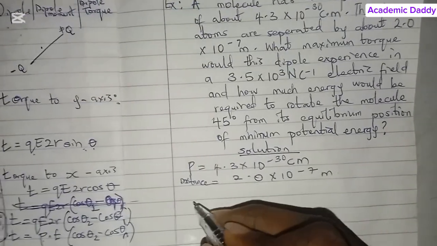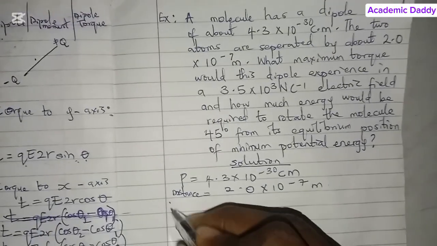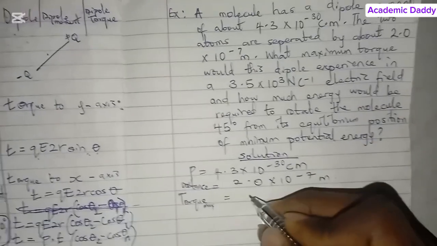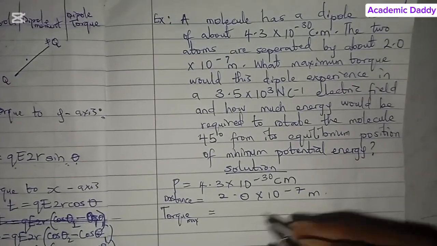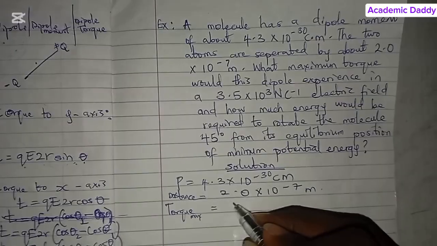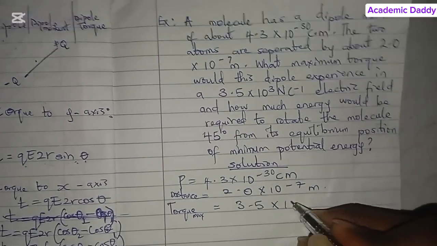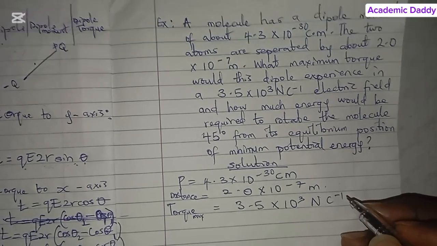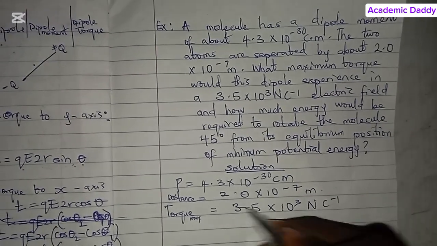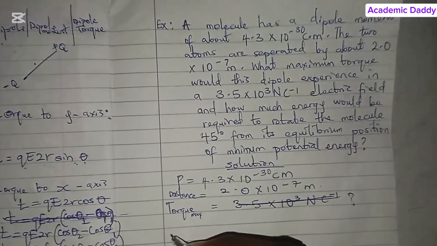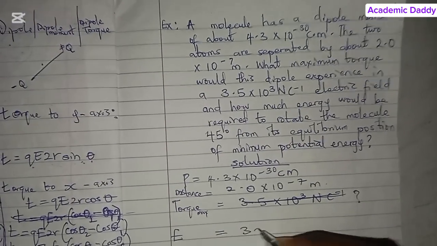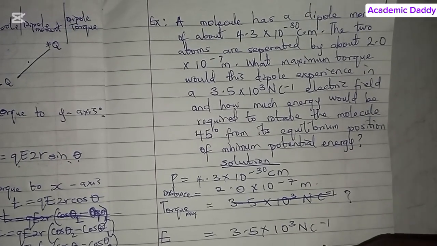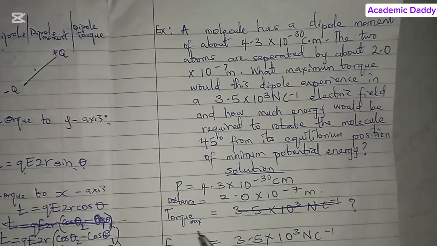They now ask us, what is the maximum torque? Don't just write torque. The torque they are talking about is the maximum torque, max. Then they gave me the electric field E, and they said it's 3.5 times 10 raised to the power 3 Newton per coulomb. That is the first question they're asking me: what is the maximum torque?